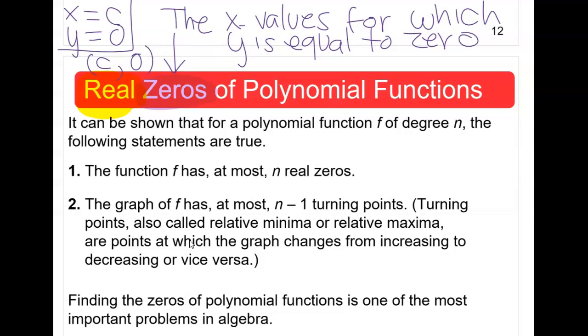So if they are real zeros, we also refer to them as x-intercepts because they are on the x-axis. Some are very easy to find, some are not so easy to find, but in the following sections, we're going to go over some techniques on how to find them.